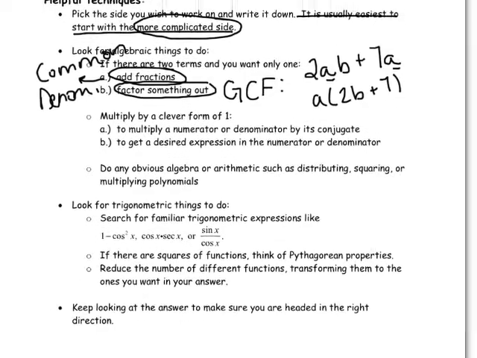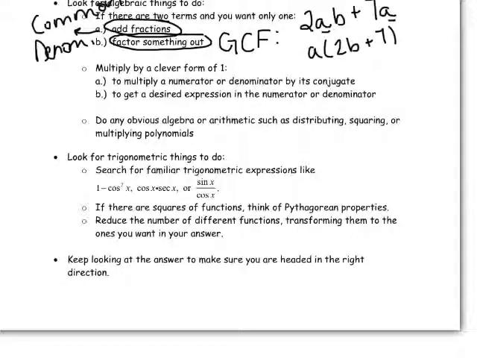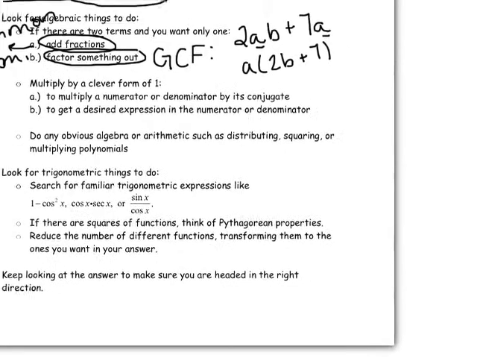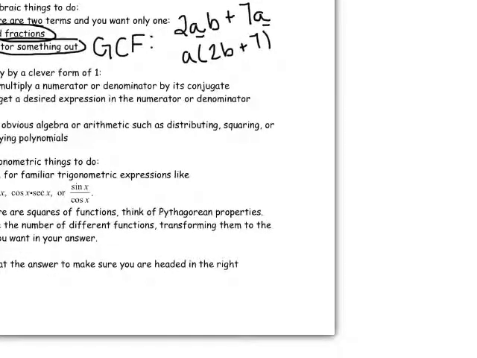Alright, going on. Multiply by a clever form of 1. That's usually to get the common denominator. Also, though, here's a word you've probably never seen. Multiply a numerator or denominator by its conjugate. So, conjugate, this is going to take some space for me to write. But conjugate is part of the difference of squares. So the difference of squares that I was talking about.